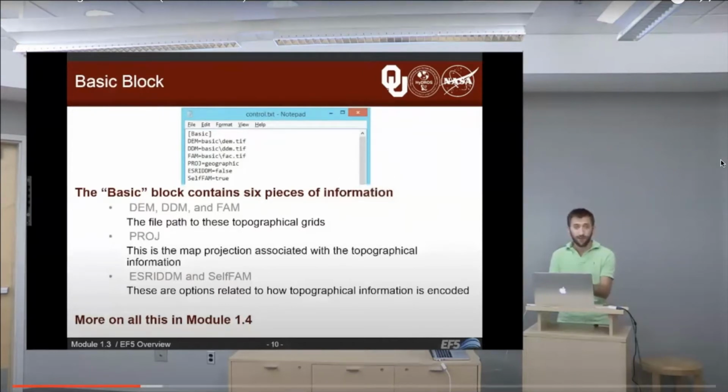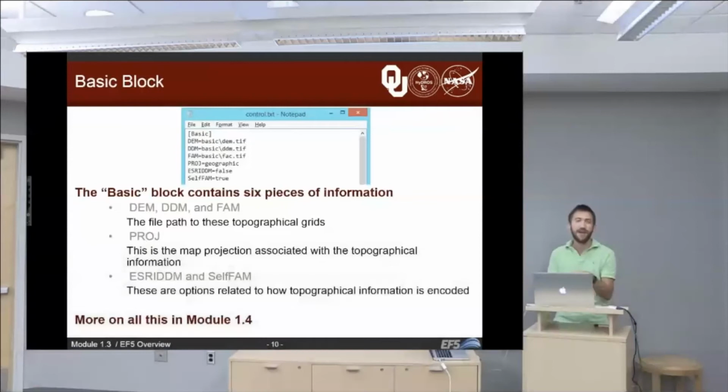As the control file accurately reflects where they're located. Otherwise, the EF5 will give you an error. And the error is no big deal. It'll just tell you, could not find DEM or could not find FAM. And as soon as you see that, then you know to go and check the control file and make sure that that file path is entered correctly.